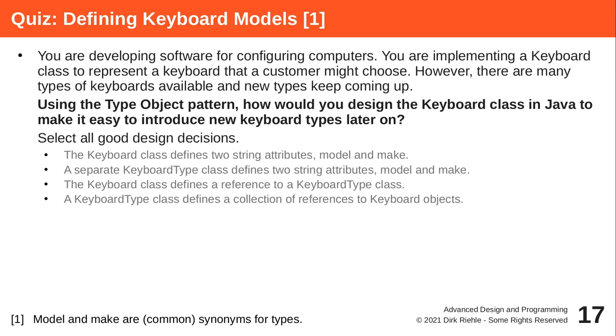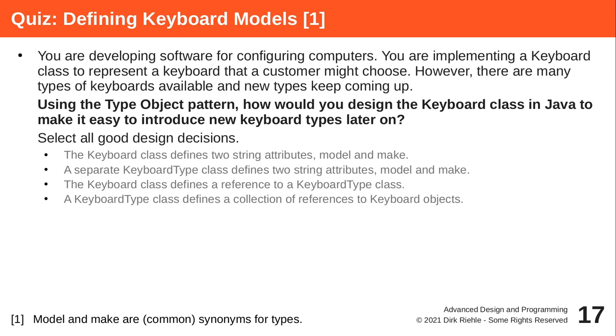So here's a simple quiz. Yet another example of the type object pattern. You're developing software for configuring computers. Imagine you're running the shop which provides customized gaming machines to gamers. And so gamers come in and say, I want this, I want that. Does that work together? And please sell it to me. So let's assume you know that your customers want varying keyboards, and there are so many types of keyboards out there. So you use the type object pattern to have a keyboard class in Java, which would be the instances. So keyboard 123 is sold to customer ABC, but then you introduce a class keyboard type using the type object pattern to capture the model and make of that. So a Cherry or a Razer, or I don't know what types of keyboards there are.